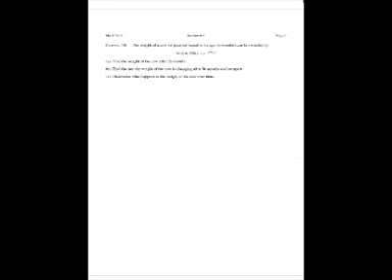Example 10. The weight of a cow in pounds is based on its age in months and can be modeled by W of t equals 500 times 1 minus e to the negative 0.04 t, and then that quantity cubed. We have three things. A, find the weight of the cow after 36 months. B, find the rate the weight of the cow is changing after 36 months and interpret. And C, determine what happens to the weight of the cow over time.